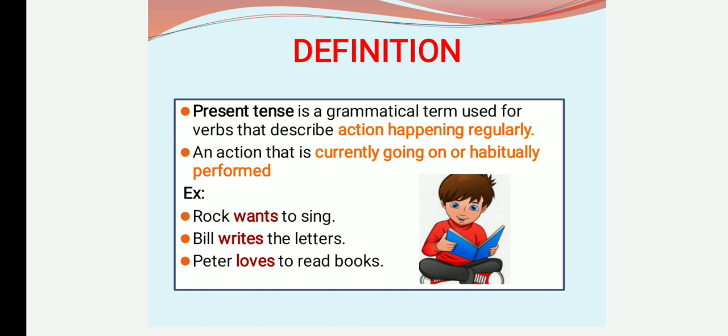Wants, writes and loves. So in tenses, the main verb plays an important role, and that main verb changes its form by adding s or es with it in simple present tense. It changes its form as per the number of the subject. When the main verb is followed by a singular subject, it changes its form by adding s or es with it. Only the verb changes its form. We have to keep in mind that in simple present tense, or in tense, only the verb changes its form. Here in simple present tense also, the verb changes its form by adding s or es to it.